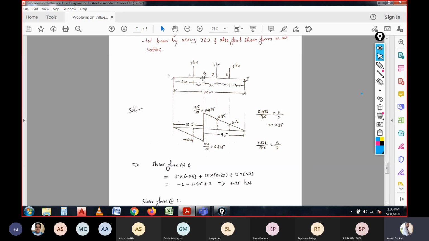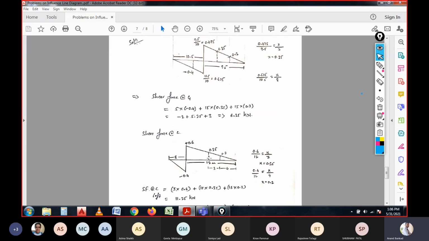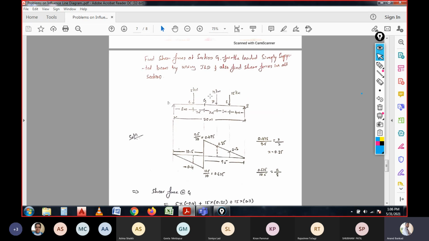section G, right? Because with respect to section G we have considered the coefficient values and multiplied with the intensity of load, right? In the similar manner we need to consider the remaining sections, because in the question they have asked to find the shear forces in all the sections. So now the shear force at G is calculated and the coefficient values are calculated, and at the same time the particular values of the different sections need to be calculated.